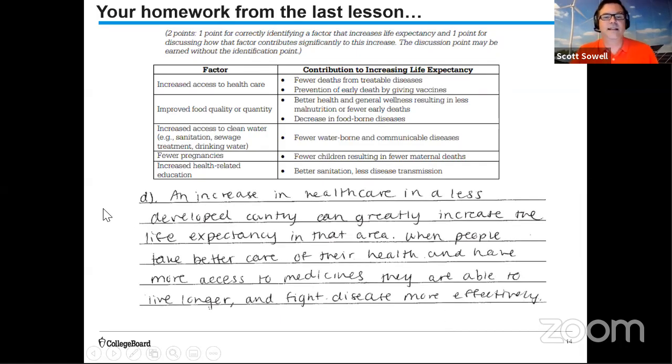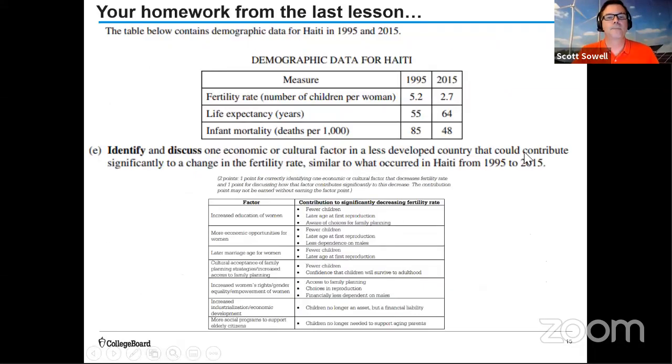This person said an increase in healthcare in a less developed country can greatly increase the life expectancy in that area. When people take better care of their health and have more access to medicines, they are able to live longer and fight disease more effectively. So there's 2 points. An increase in healthcare, there's our 1, and then there was a good description of how that factor increased life expectancy. So a good, robust, full answer there.